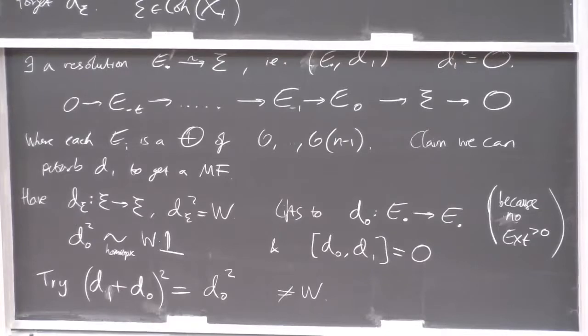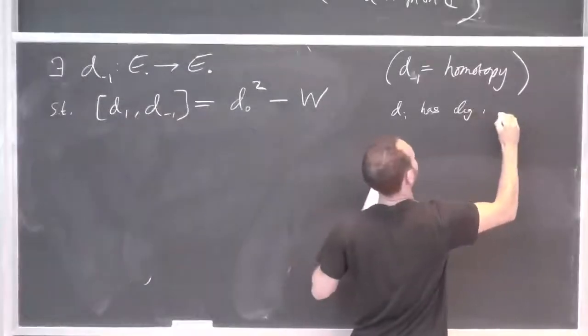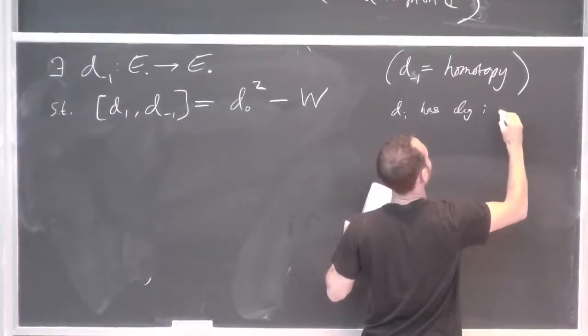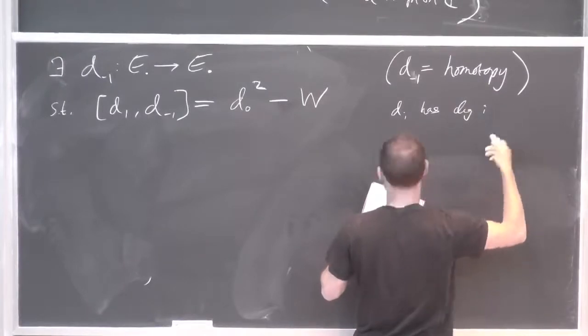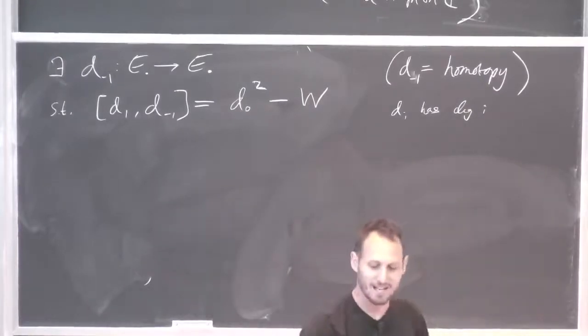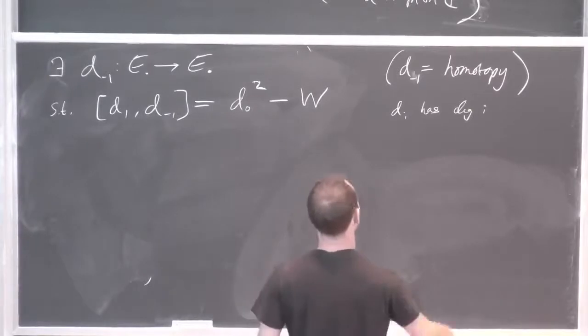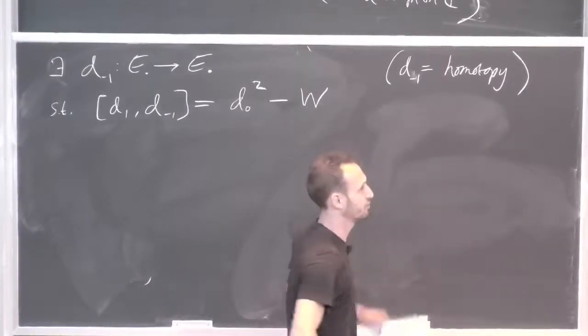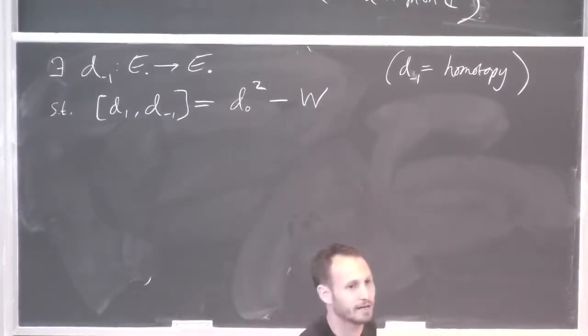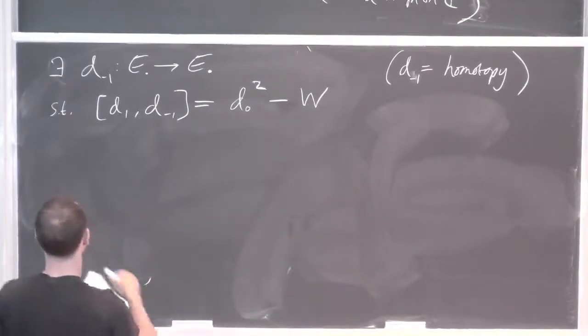So Di has degree i, with respect to what grading? I can't write that down. The point is, for the moment we've completely forgotten R charge, and we're just using the ordinary notion of homological grading in the derived category. That's what we're doing.